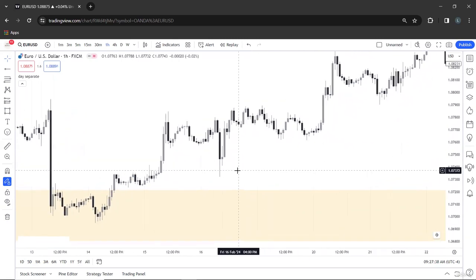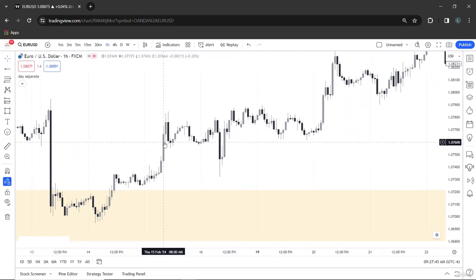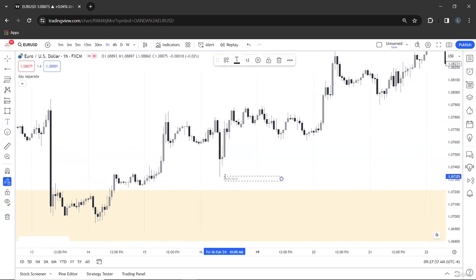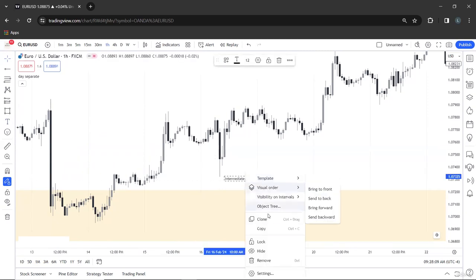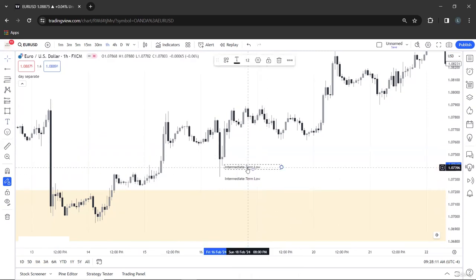So what are intermediate term lows? Lows that have short-term lows on either side of them, and lows that cover up fair value gaps. So right away, from that definition, you can see that's an intermediate term low. So I'm just going to label that intermediate term low right there. Intermediate term low.